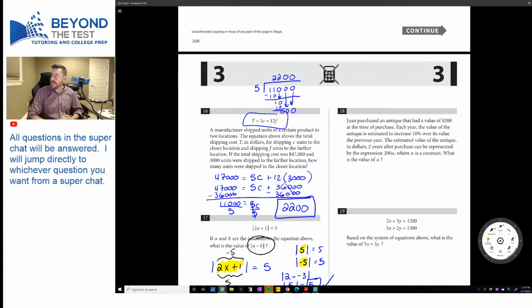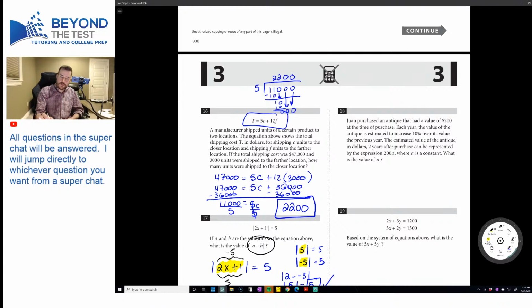Okay, let's take a look at question number 18 here. It says, Juan purchased an antique that had a value of $200 at the time of purchase. Each year, the value of the antique is estimated to increase 10% over its value the previous year. The estimated value of the antique in dollars 2 years after purchase can be represented by the expression 200a, where a is a constant. What is the value of a?